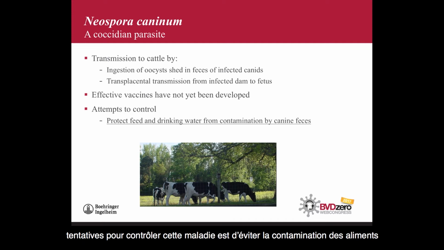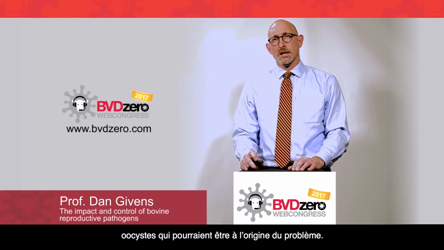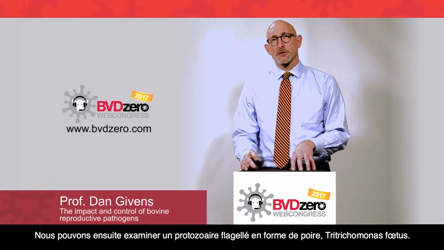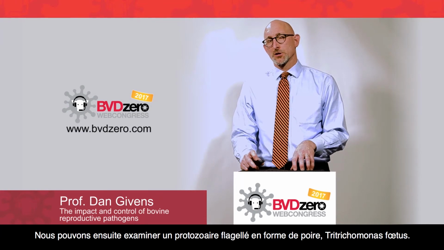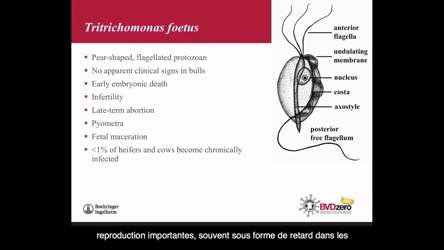Next, we can look at a pear-shaped flagellated protozoum, Trichomonas fetus. Trichomoniasis can cause significant reproductive loss, often in delayed conception rates, often in a few late-term abortions, but more commonly we're concerned about this infertility early on associated with inflammation in the female reproductive tract because of this protozoal agent. Understand that we can see some pyometra, we can see some fetuses that are aborted because of this, but again, the greater problem is this early embryonic death, infertility, delayed conception rate.